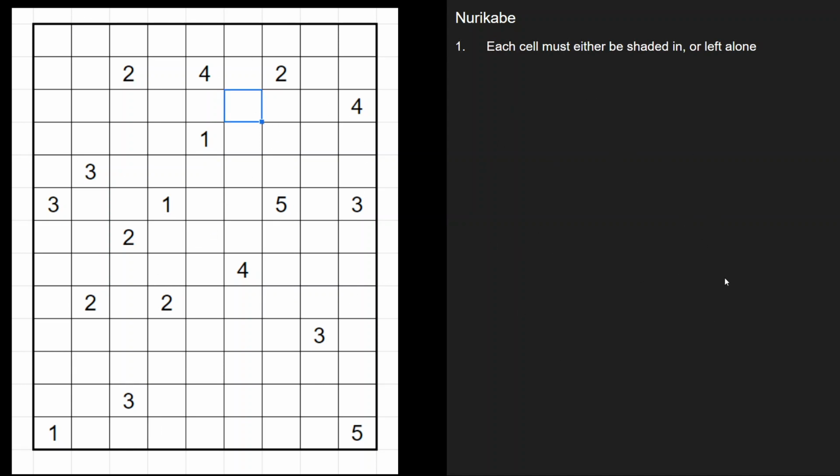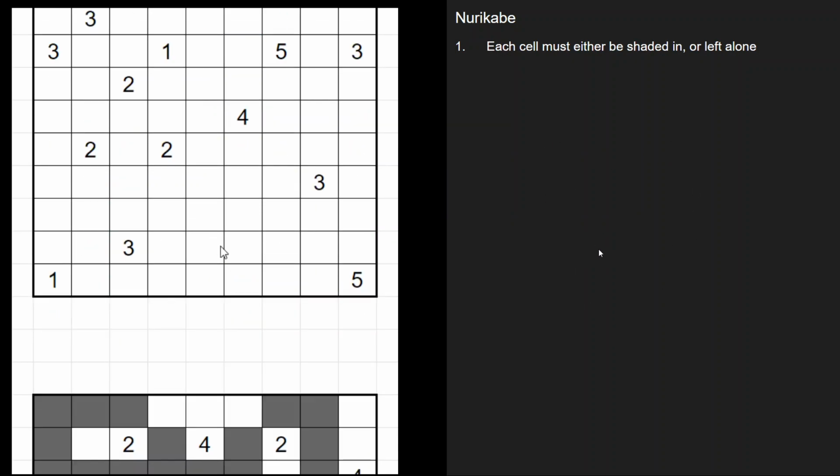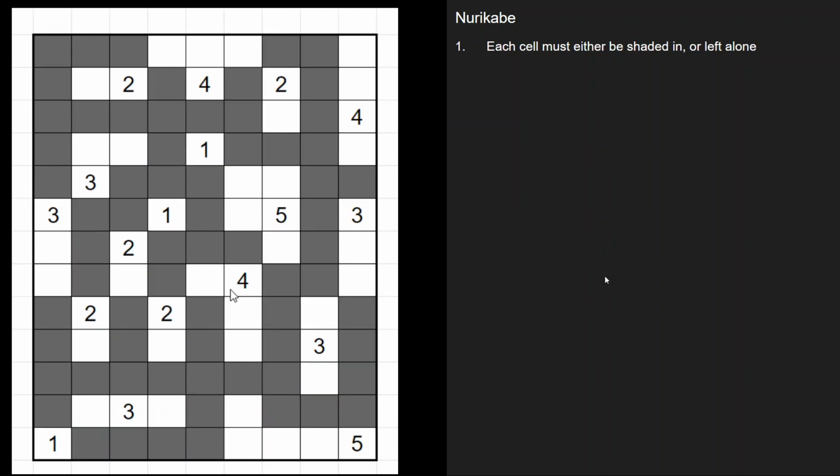Here we see an unfinished puzzle. This is how it would look at the start. And then here is an example of that puzzle being finished. So you can see there's either white cells or black cells.